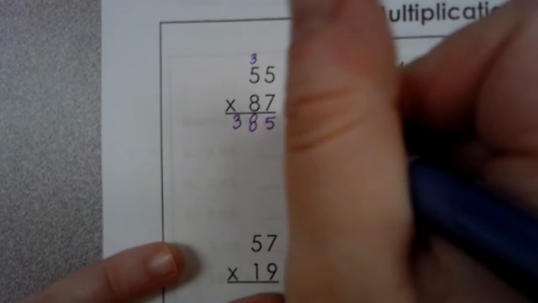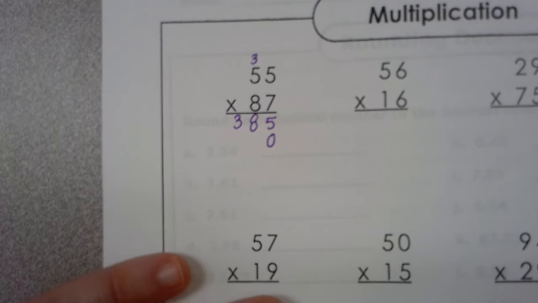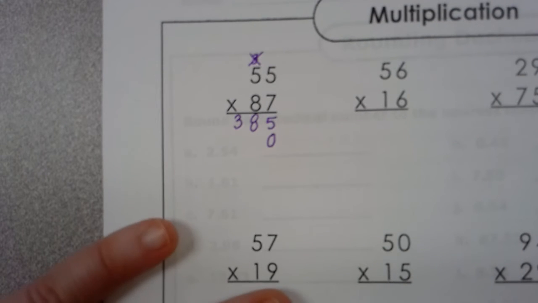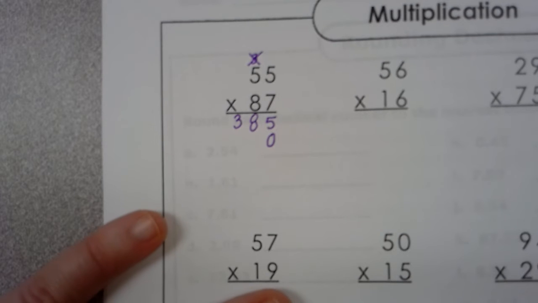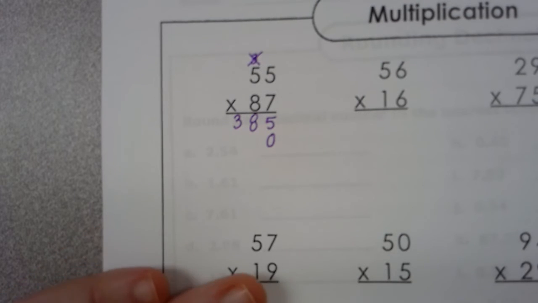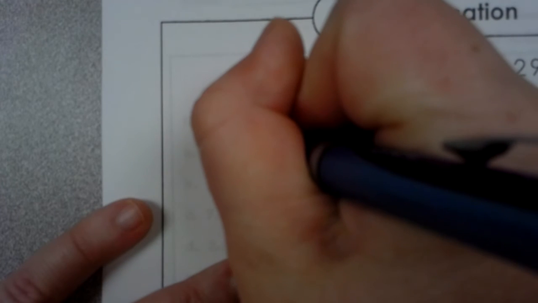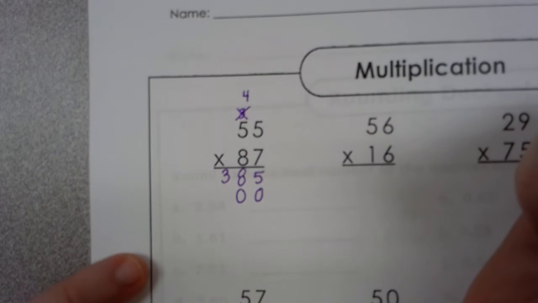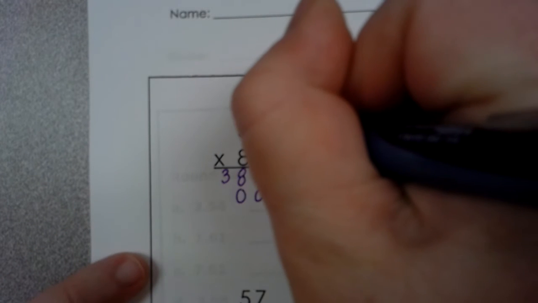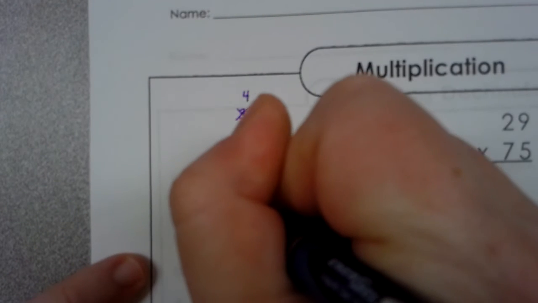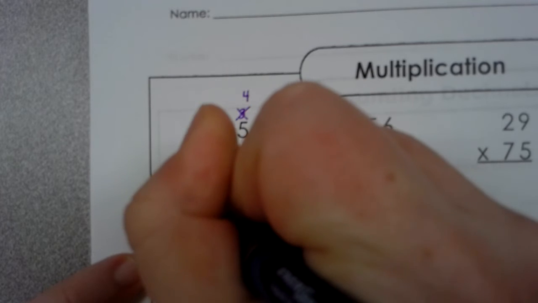Now, let's go ahead and put that 0 right here, because we always do, because we're starting in the tens place. Now, I'm going to go ahead and mark off this 3 because I'm done using it. And I'm going to start my next thing, which is 8 times 5. 8 times 5 is 40. So I'm going to put the 0 here and kick up the 4. Okay. Now 8 times 5 is 40, plus 4 is 44. So 4, 4.